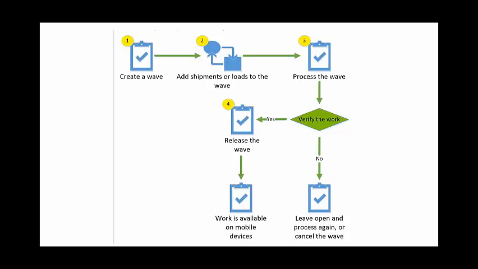Then the wave is processed, and when the wave is processed, it should create the work if you're doing things correctly. So there's a box here that says verify the work, no. What that would mean is if no work was created, that wave should remain open and process again or be canceled because perhaps there were some errors in your process. If work was created correctly for the warehouse, that wave would then come into a status of released, and finally you can see work would be available on the mobile devices so the warehouse workers could then go and start to pick against the sales order transactions.